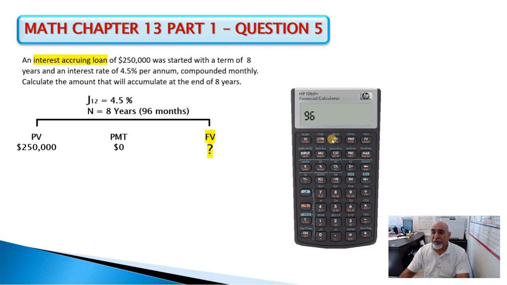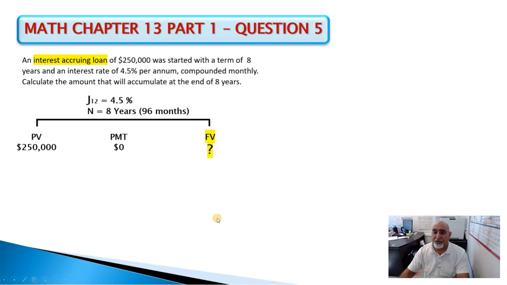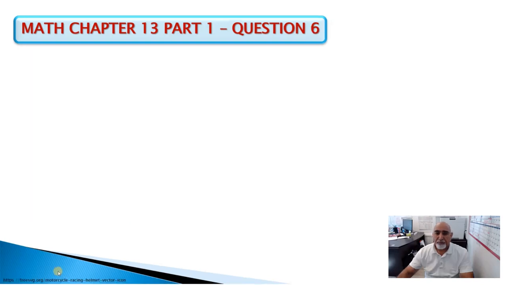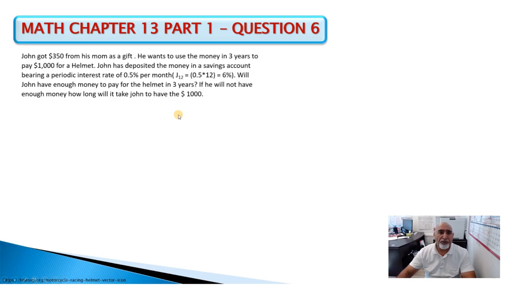And this is done. PV is 250,000. We got a loan of 250,000. That means it's positive. We got the money. Payment, there's no payments being made in that 8 years. No payment going in, no payment going to the bank. And at the end, we have FV is $358,000. So the answer, I think, is the first one. There you go.